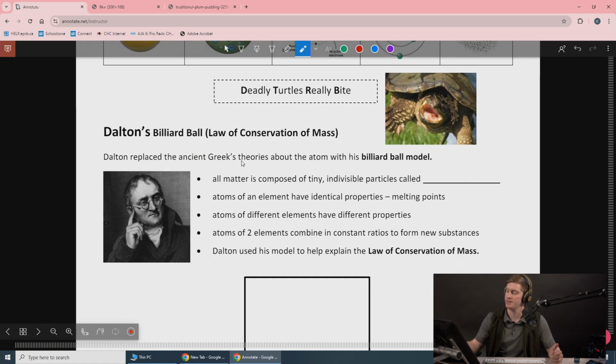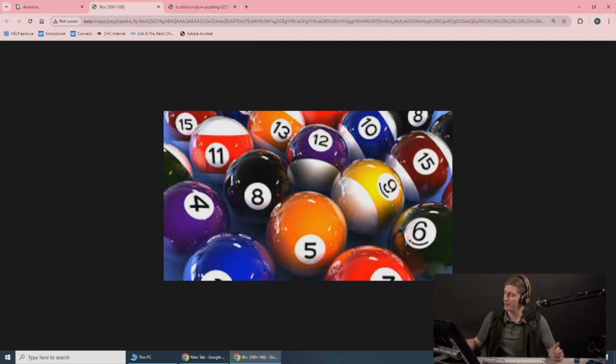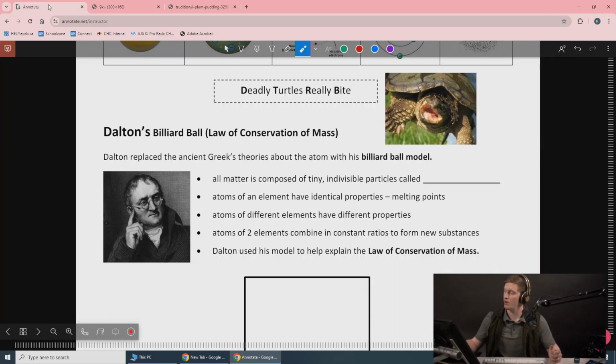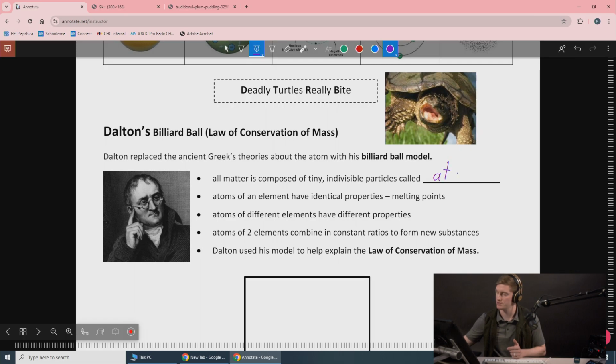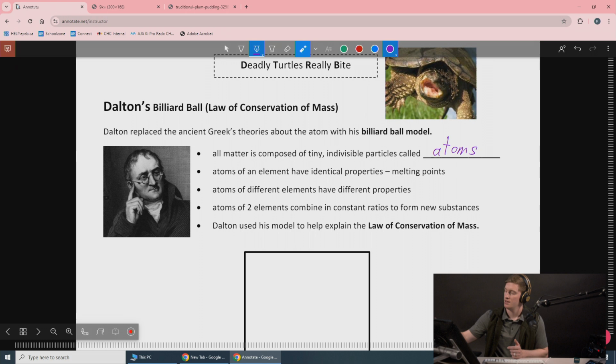Dalton's idea replaced the ancient Greek theories about the atom. His idea was the billiard ball model. If you're unfamiliar with that, if you've ever played billiards or pool, you can think of a bowling ball. It's essentially just a hard sphere. He believed that all matter is composed of tiny indivisible particles called atoms. So he didn't change the word there. The Greek word was atoms. He stuck with it. And atoms of an element have identical properties.